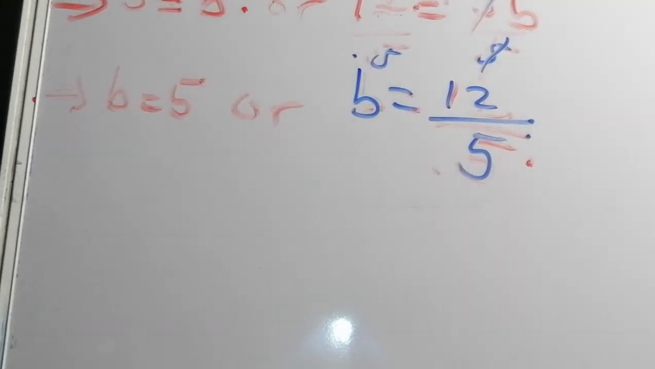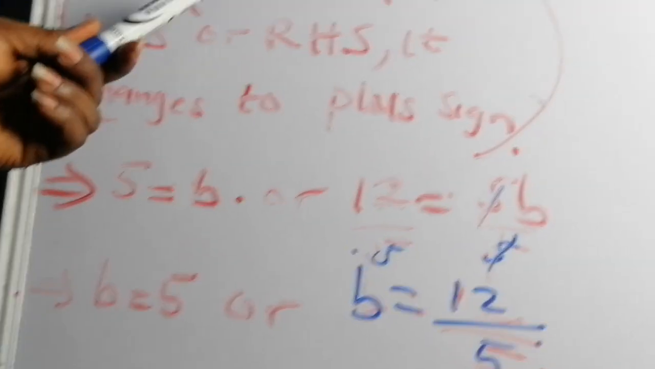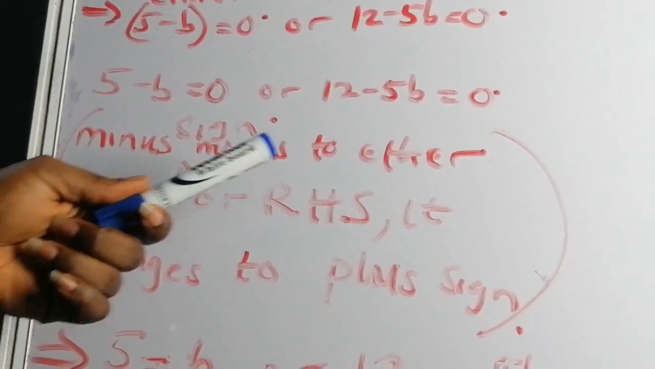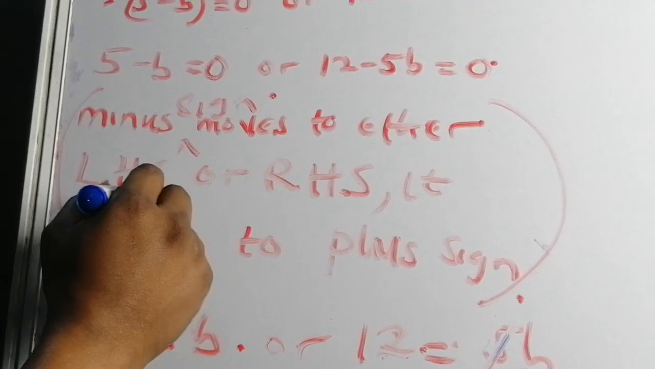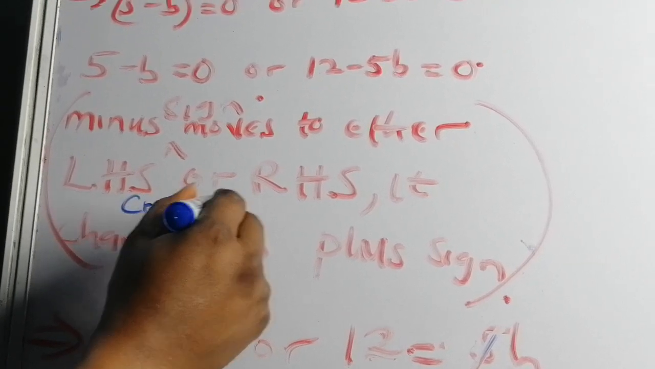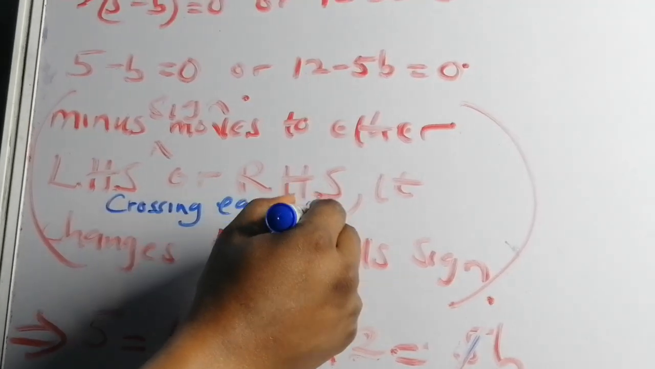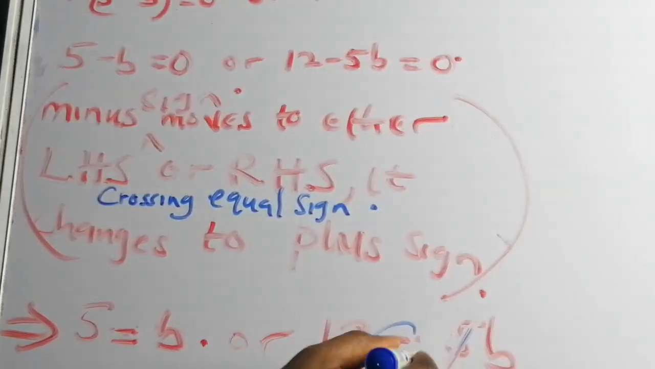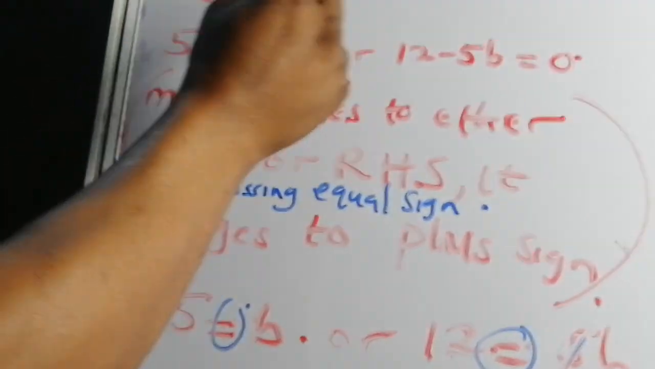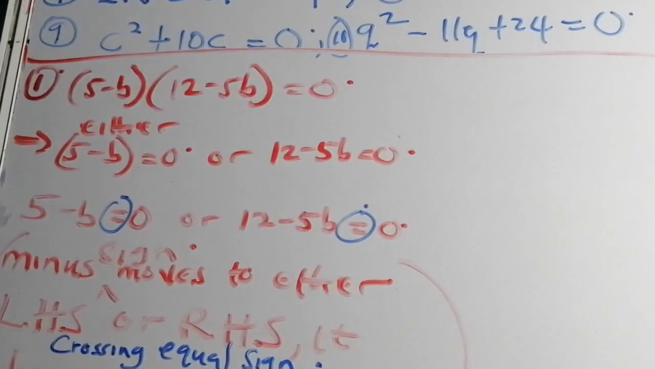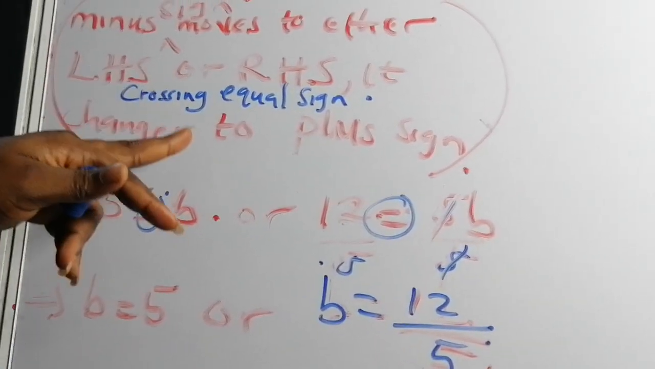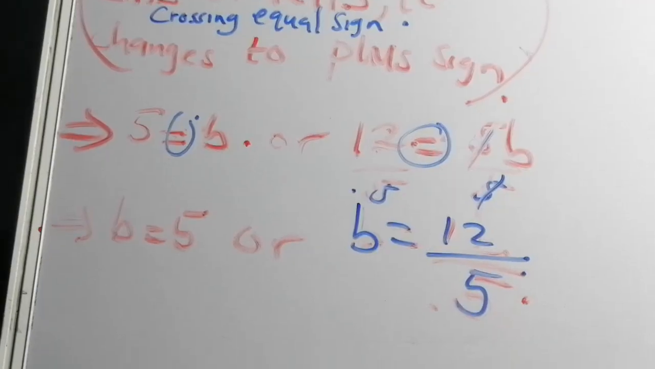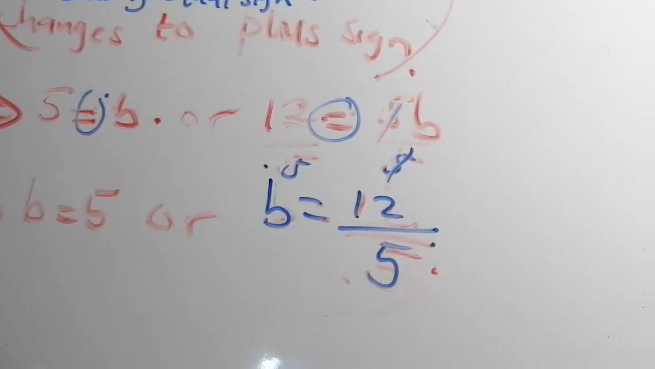So that's it. And don't forget, I've said it, when minus sign moves, because you'll be seeing it a lot, that's why I'm repeating it. When a minus sign moves to either the left hand side or right hand side, crossing the equal sign, this is the equal sign here, you have the equal sign here. So when it's crossing the equal sign, moving to either the left or the right, it changes to plus sign, which is what we've done here. So that is simple.